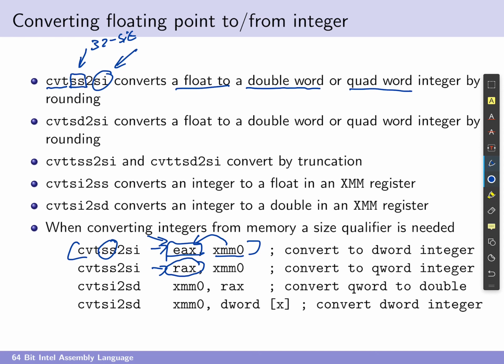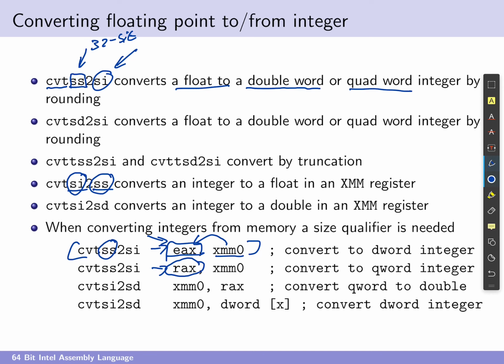Obviously, we want to be able to convert the other way as well. So I can convert from, say here, an integer into a scalar signal. And this would convert a normal integer value into a 32-bit floating point one. The question again is what size integer are we working with, and it will once again derive this based on the register size.